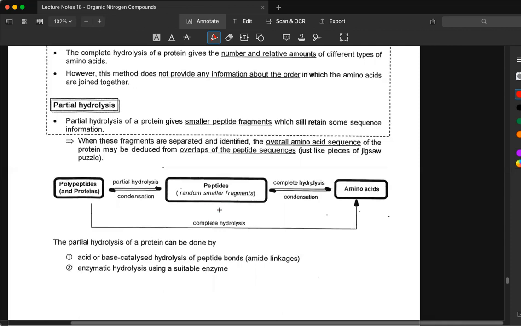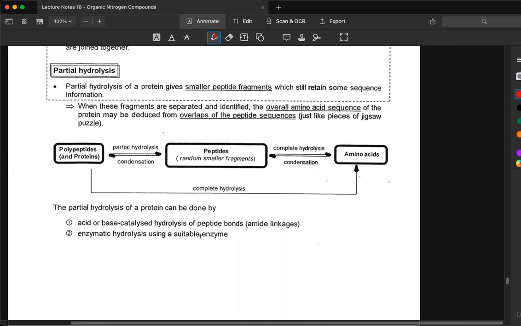So polypeptide, peptide, and amino acids. So you can use acid or base catalyzed hydrolysis of peptide bonds or enzymatic hydrolysis using a suitable enzyme to do this.